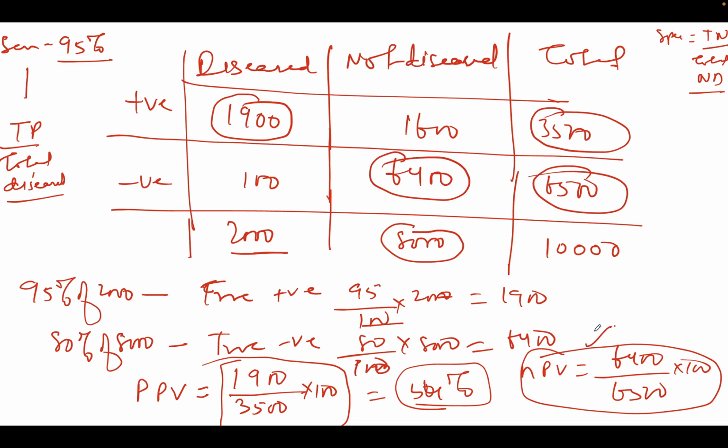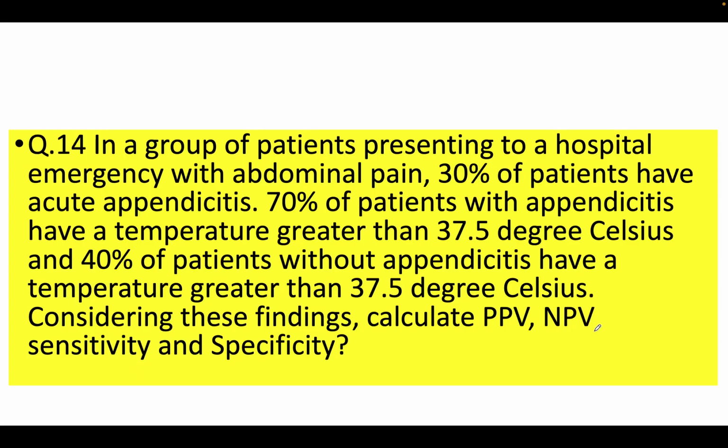Okay, so this is the way such questions are solved. Now, question 14 will be a test. Let's try to understand. If I look at the question, it says to calculate positive predictive value, negative predictive value, sensitivity and specificity. If you have understood the last two questions, it will be very easy for us to calculate this question, and we can check whether we have understood correctly or not.